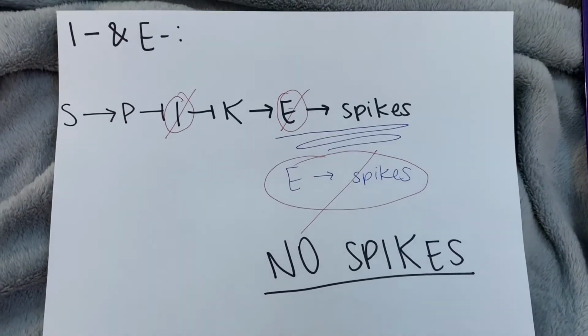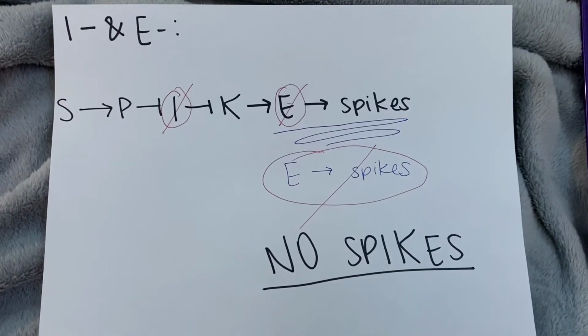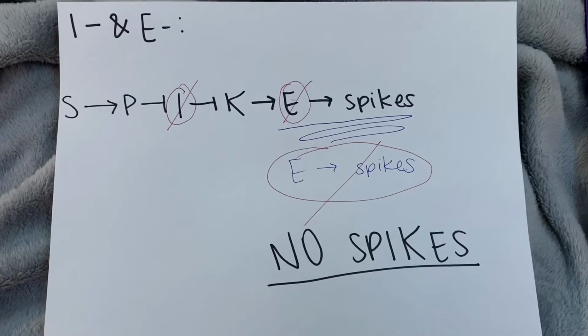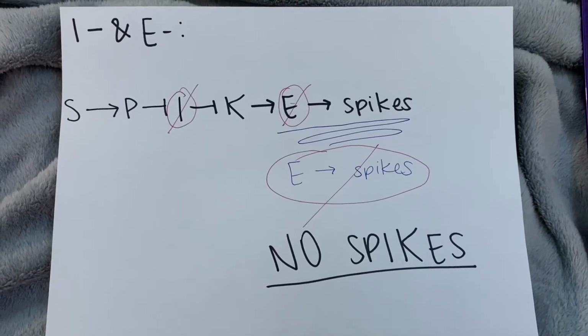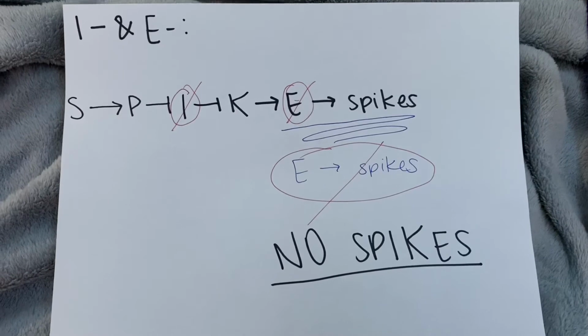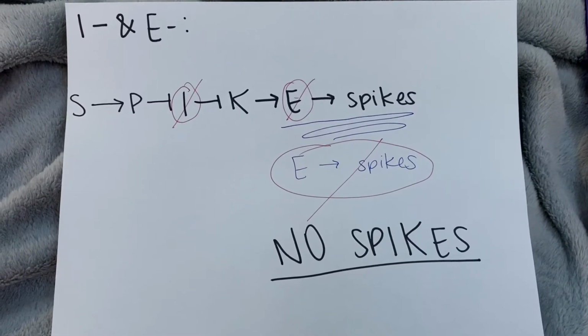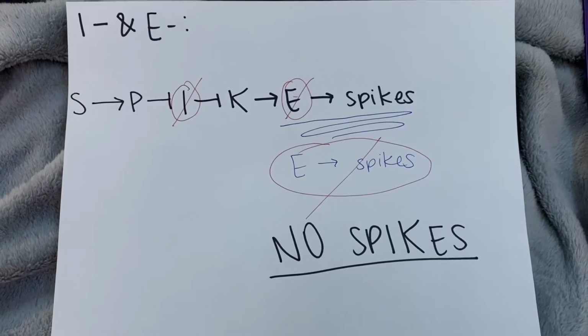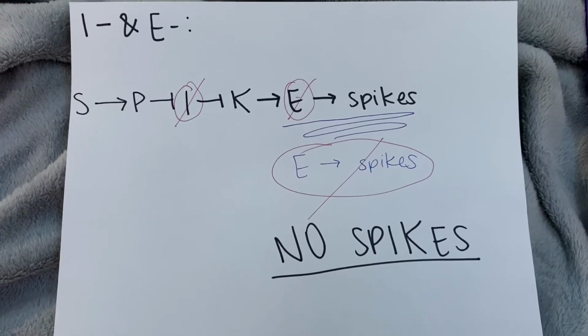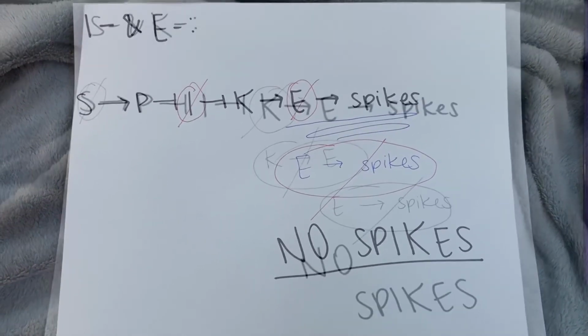Well, what if I and E are both removed? Since I is upstream of E, it doesn't really matter if it's removed or not. All that matters is that E is not available. If E is not available, then spikes cannot be promoted, and spikes aren't expressed.